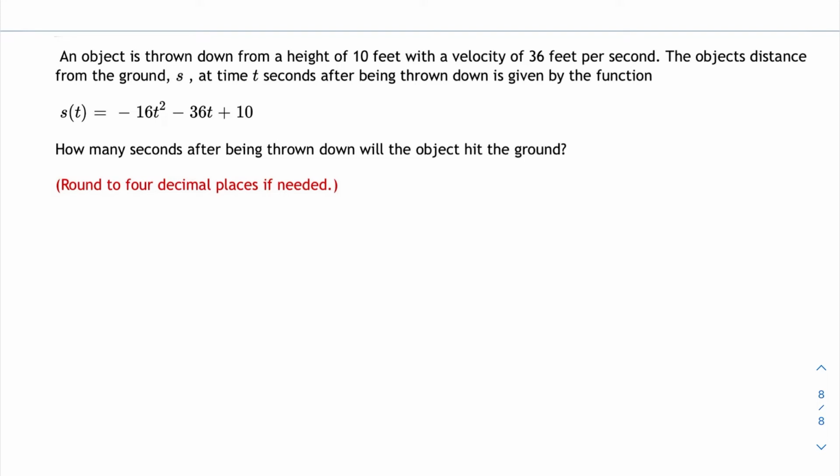So when the object does hit the ground, the object's distance from the ground will be 0. So when it finally hits the ground, its distance from the ground, which is given as s of t, is 0. So if I replace s of t with 0, I get this equation. And I can use this to solve for t. I can use this and find the time when s is equal to 0. So in order to do that, I have to factor this equation.